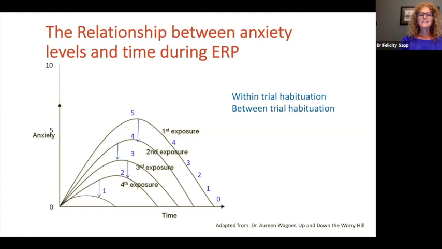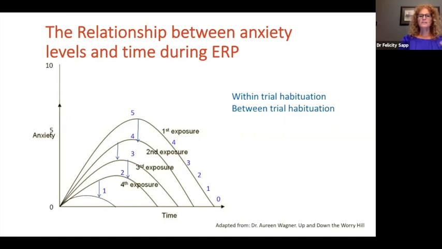And for the amygdala to learn to stop sending that false alarm, it needs two types of habituation. It needs something that we call within trial, which is, as you can see, within each trial, the anxiety is going down, right? 4, 3, 2, 1. It also needs something called between trial habituation, which is showing that between each trial, we're seeing that the anxiety is lower. And so what that means is the repetition of trials is an important aspect of ERP.